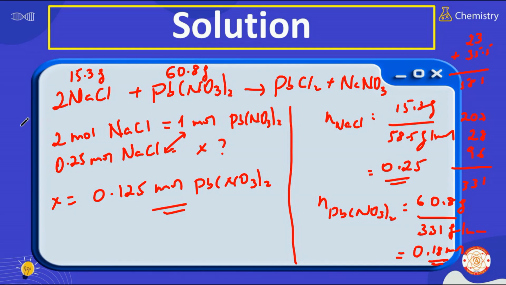Therefore, the limiting reactant is what? Sodium chloride. So sodium chloride is a limiting reactant. And lead 2 nitrate is obviously the reactant that is in excess. Okay? Alright.